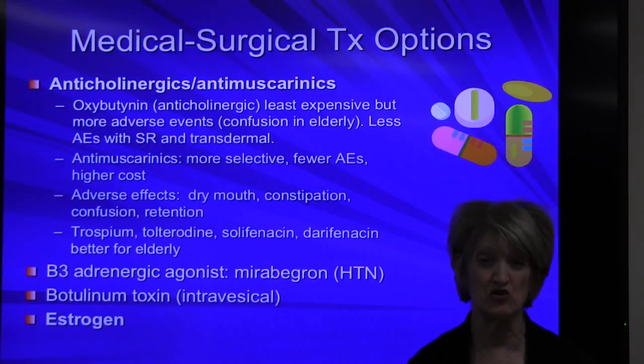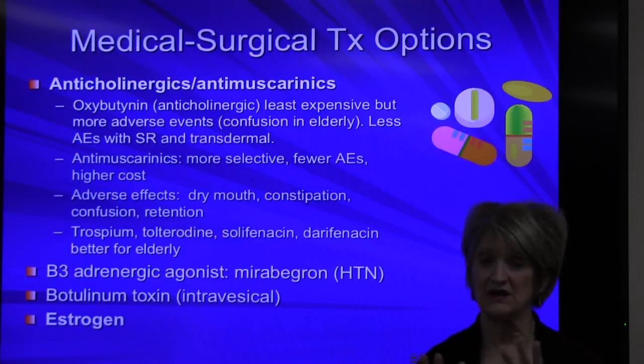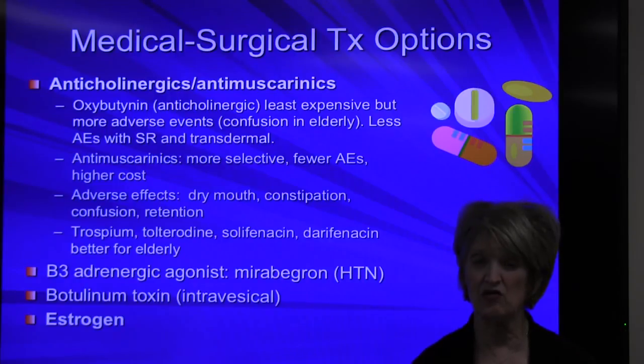So they're much better choices for your elderly patient because they don't carry the same risk of confusion, delirium. So trospium, tolterodine, solifenacin, darifenacin, all much safer. So anticholinergics, antimuscarinics, very helpful at reducing urgency, reducing frequency. As a category, antimuscarinics are safer because they have fewer adverse events, but also more costly.